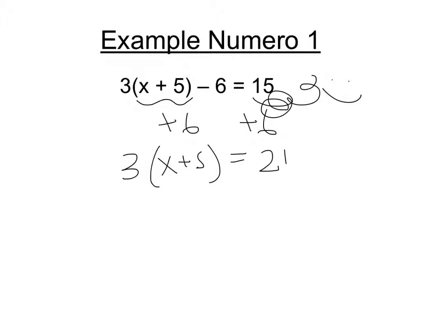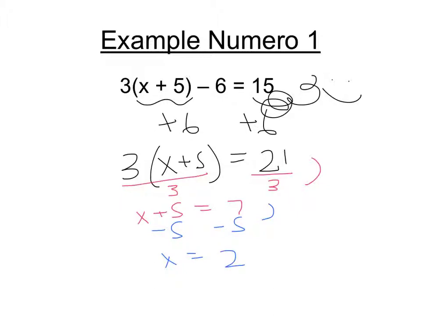Then we're going to divide by 3 on both sides. That leaves us with x plus 5 on the left-hand side, and 21 divided by 3 is 7, so 7 on the right-hand side. Last is subtract 5. So we're going to subtract 5 on the left-hand side, and on the right-hand side, 7 minus 5 is 2, so x equals 2. Ta-da! We did it!